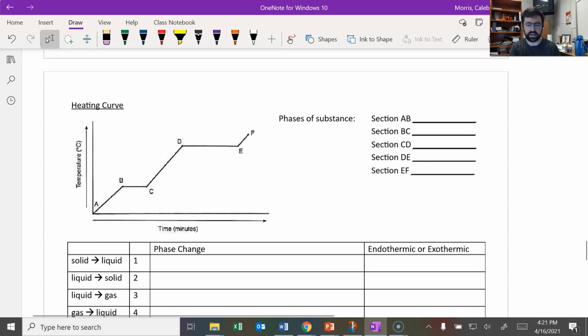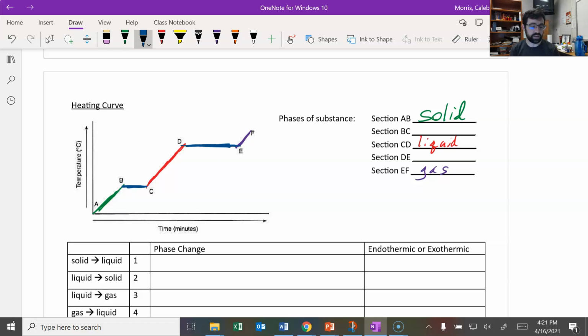The lowest energy state of matter in section AB right here is solid. And then it changes from a solid to, in section CD, a liquid. And then in this last section, EF, we have gas. Okay, there's your three states of matter. But what are those other two things? What's this line right here? That line for BC, and the line for DE.